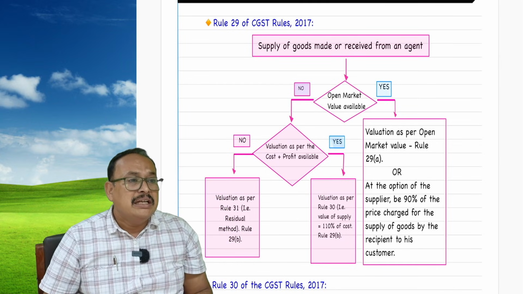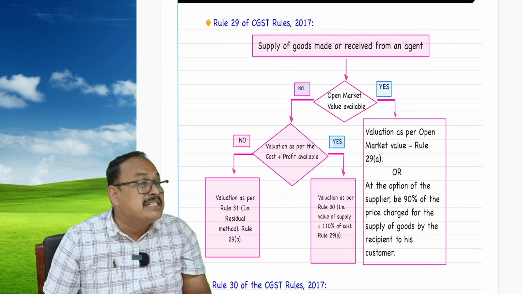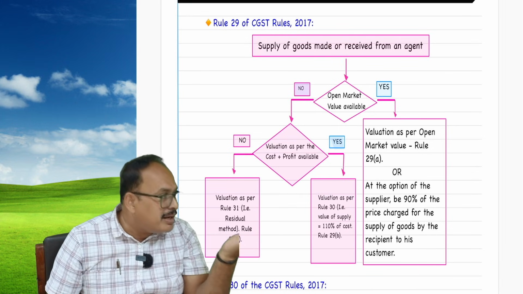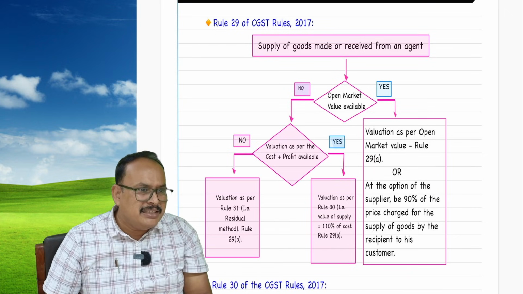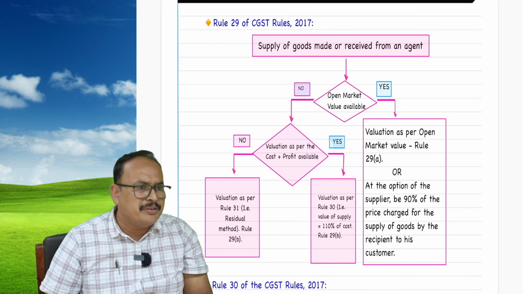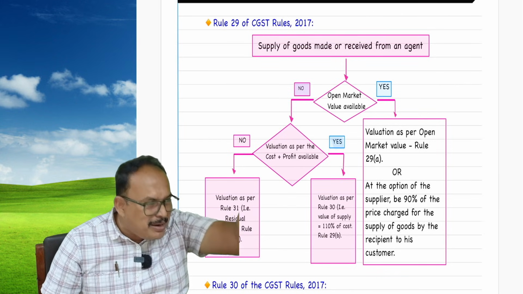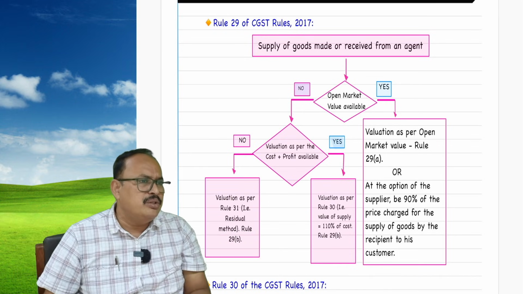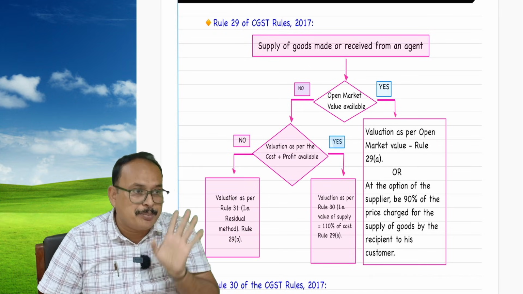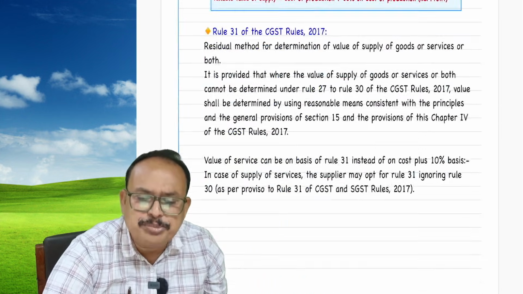If a principal supplies goods to an agent, how to determine the value in the hands of the principal? It means open market value. If not, like kind and quality. If not, cost plus profit. If not, residual value, rule number 31. Or otherwise, if open market value is available, compare it with 90% of the value at which the recipient supplies to others. The amount whichever is less will be the value. This is economical for you, at the option of the supplier. It depends. Is it clear? Rule number 30, cost plus 10%.